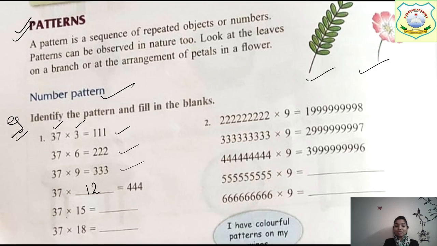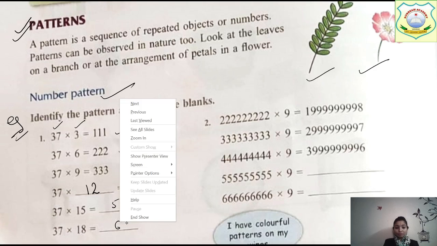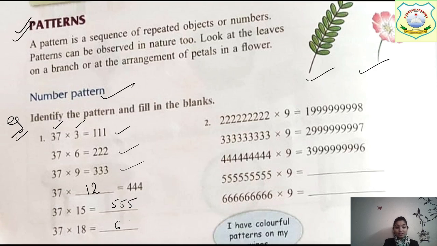Now if we are doing 37 multiplied by 15, so 4 के बाद हो गया 1 2 3 4 is done. So here will be 555. Okay. Now next 37 multiplied by 18. Here will be 666, right? So 666. This is the pattern which we are following. ये क्या है? एक pattern है, right? So you need to follow this pattern and complete it. Clear? All right.